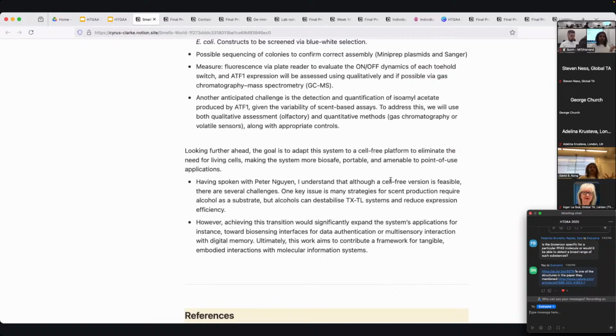There are some issues with doing this, which Peter has already spoken to me about. It seems feasible, but there are some quite difficult issues around the fact that, of course, if I'm working with scent in particular and alcohol as a substrate, there's an issue with that destabilizing the cell-free systems that they currently work with. So that's probably the major bottleneck that I'll be facing with that. But there are probably ways around this. So yeah, that's all, and welcome any questions.